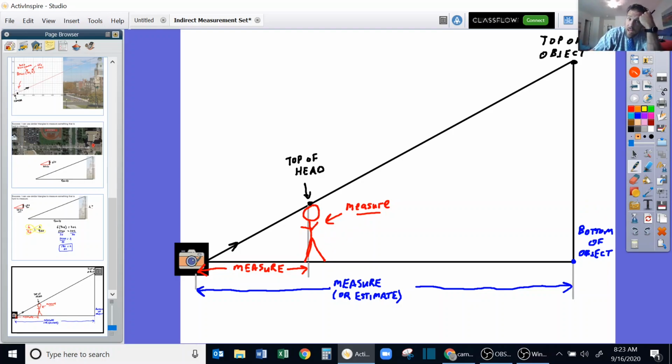And I want you to take your camera, take your phone, and carefully lay it down on the ground. Have a friend guard it for you so nobody steps on it. Okay? Have them lay down so that they can line up and look at the sight line so that they line up the top of your head with the top of the object that you're measuring. Then I want you to measure the things that you can measure. So how tall are you? Measure it with a tape measure. How far are you away from the camera? Measure that with a tape measure.